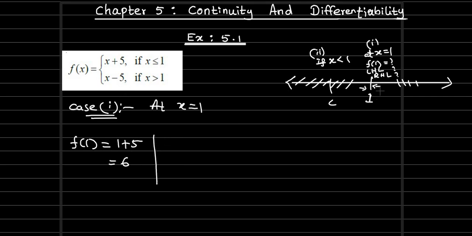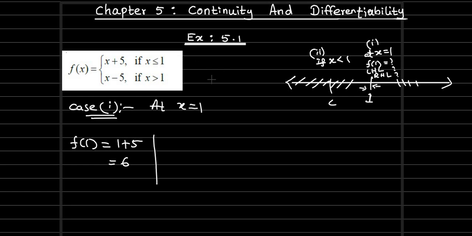Now for the left hand side of the close values of 1 we have to find out, and in the same way the right hand side. Now the left hand side, all the very close values of 1, approximately 1, those values are less than 1. So if it is less than 1, we have to use the first function.